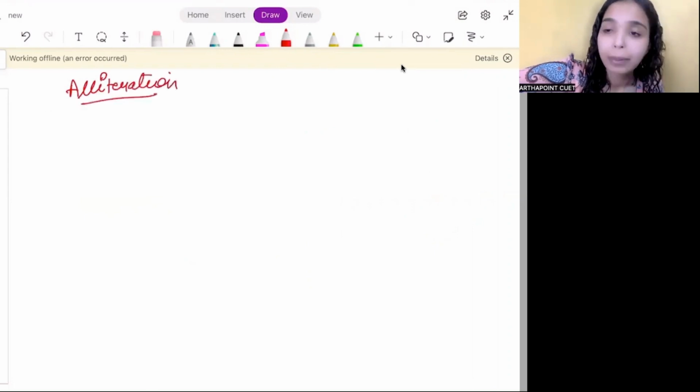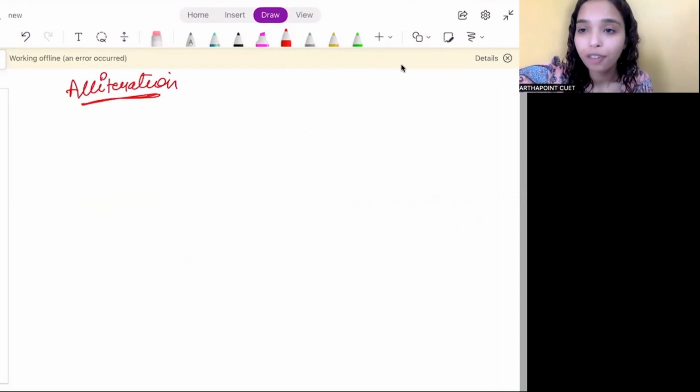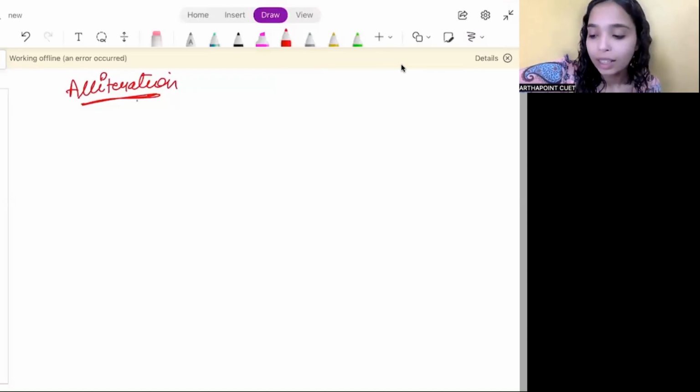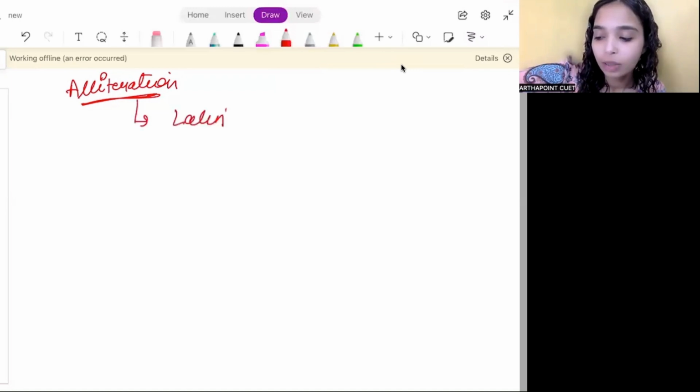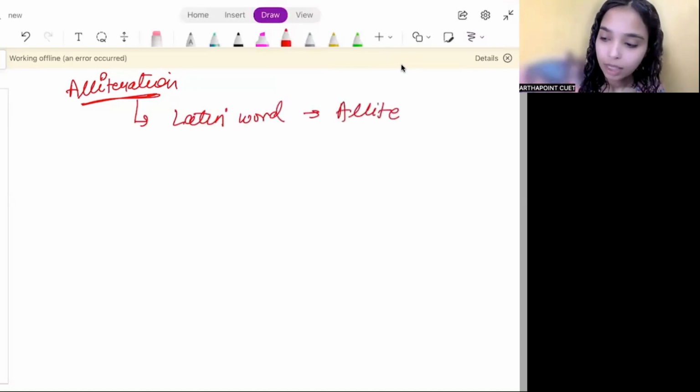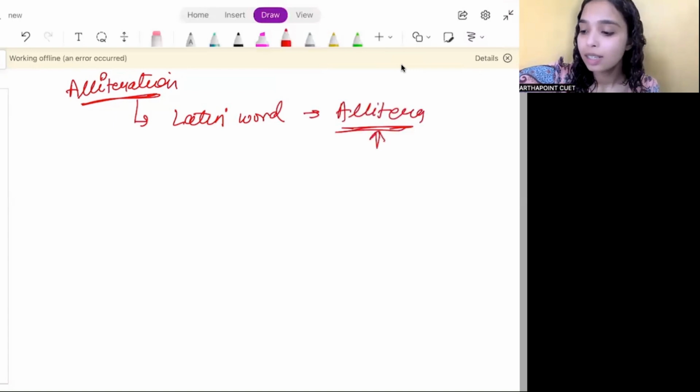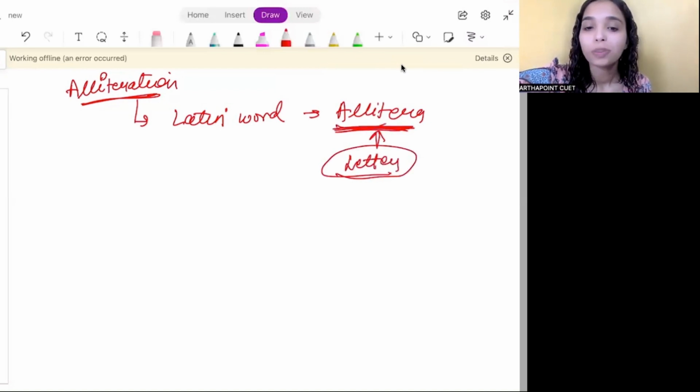Now, this is a very basic literary device, something that you must have heard of a lot of times, something that comes in handy on a daily basis also, and something that was very prevalent from the beginning of Middle English, right? So, alliteration has been there, alliterative verses have been there from a very long time. Now, alliteration comes from a Latin word, that is allitera. This word means letter. Right? So, alliteration comes from this particular word, allitera, which means letter.